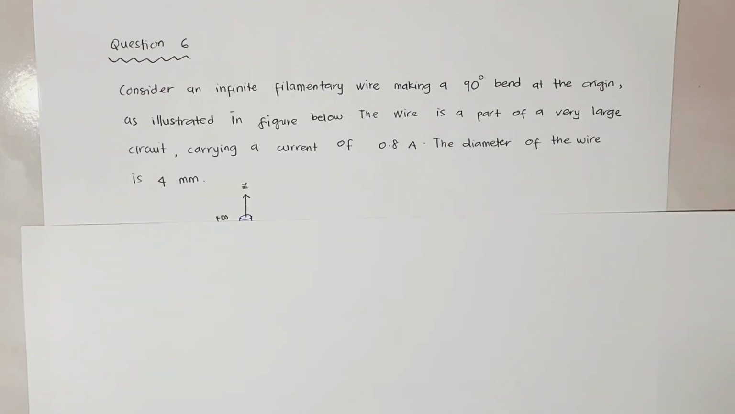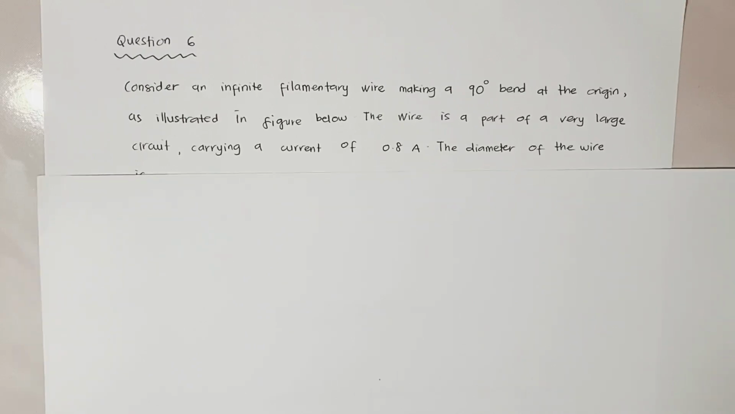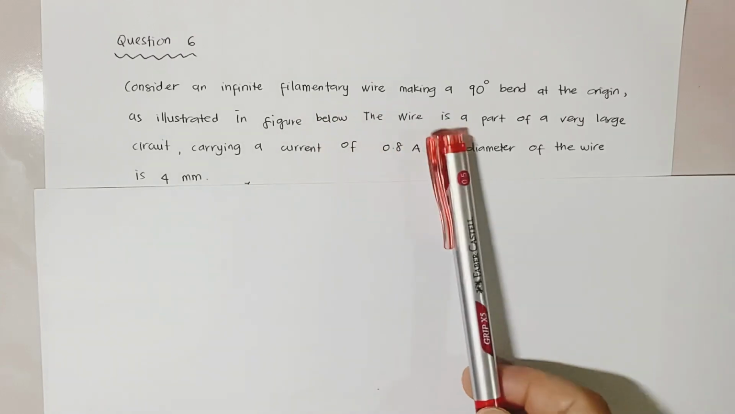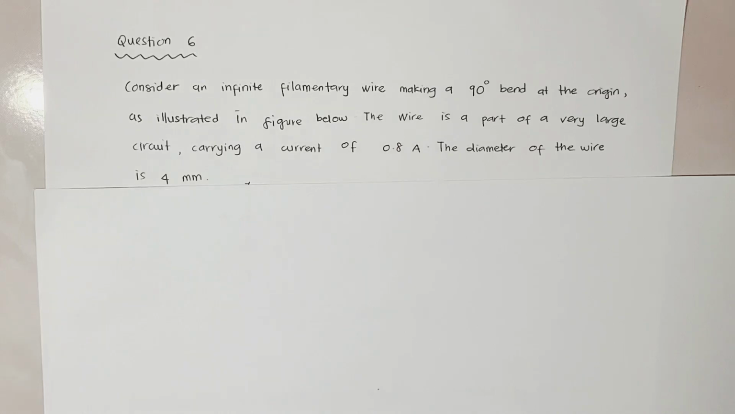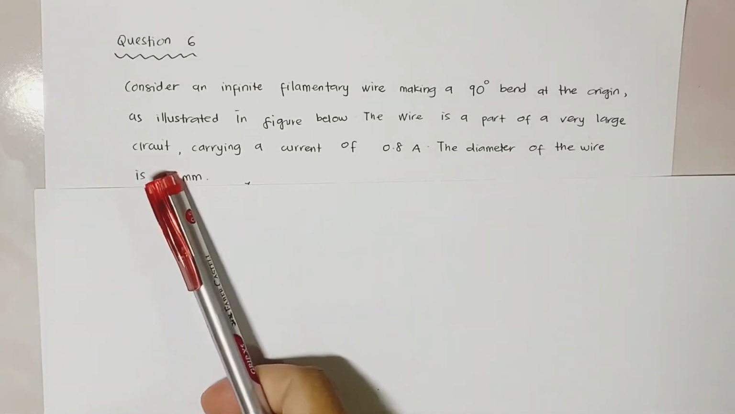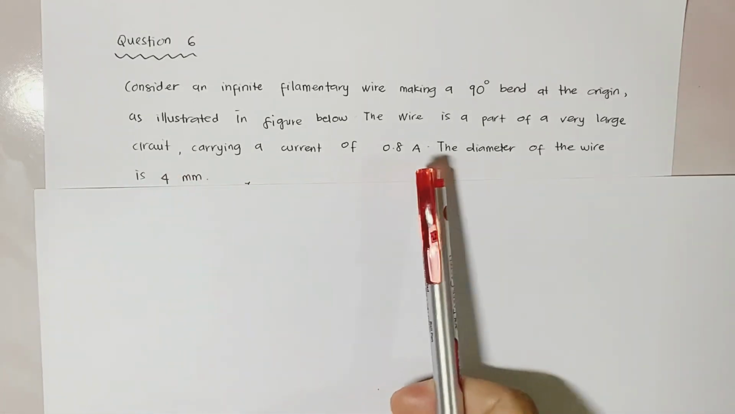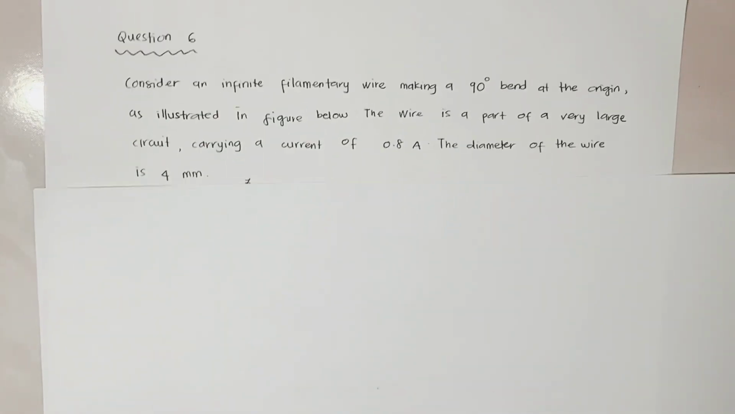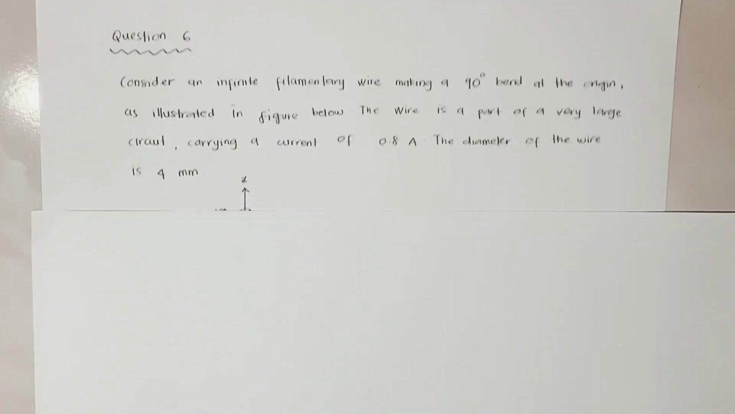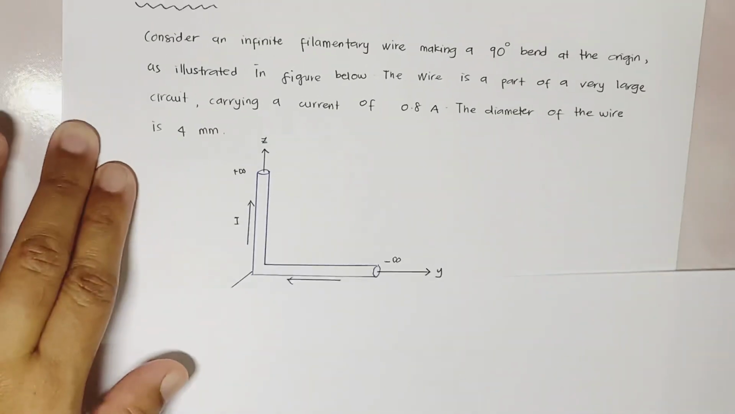Okay, now we proceed to question 6. The question gives you: consider an infinite filamentary wire making a 90-degree bend at the origin, as illustrated in the figure below. The wire is a part of a very large circuit carrying a current of 0.8 ampere. The diameter of the wire is 4 mm. Okay, so this is the figure.